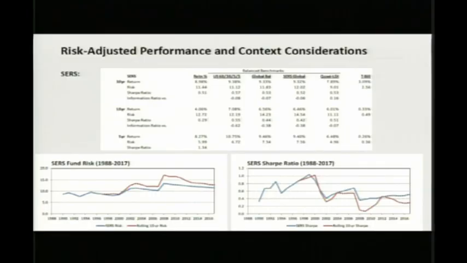Similarly to PSERS, the fund risk has generally increased over the period and Sharpe ratios have declined. However, we do see fund risk declining and Sharpe ratio increasing at the end. The context.